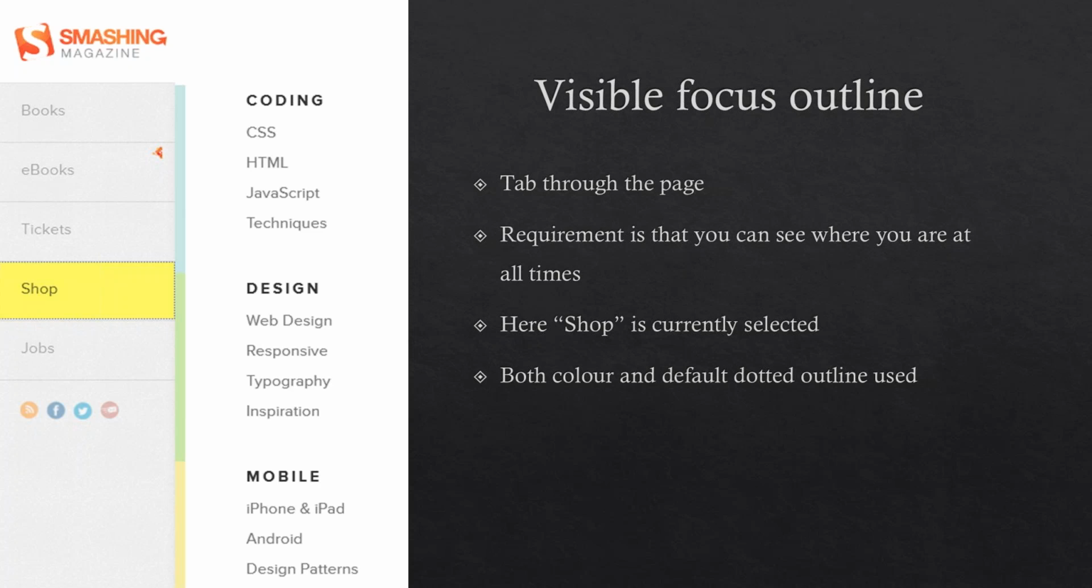As I tab backwards or forwards, the jobs or tickets links would become selected, and they would then display that yellow background and dotted border. So it's very easy to spot on this website, Smashing Magazine website. In contrast to the CodeCoder website, where there is no indicator of what is selected, and it's a very simple change, but it makes things so much more usable for keyboard users.